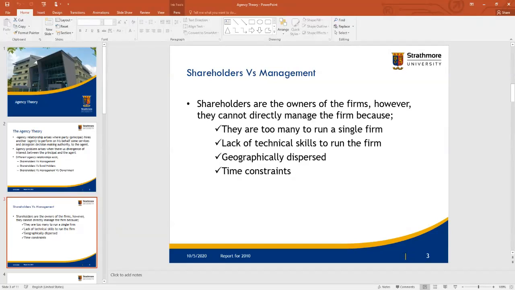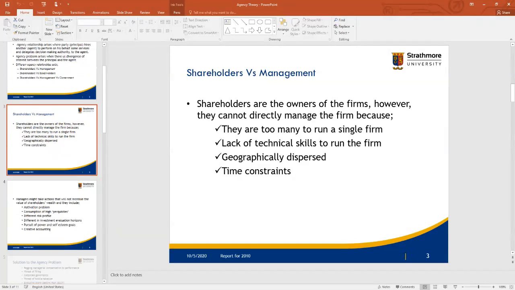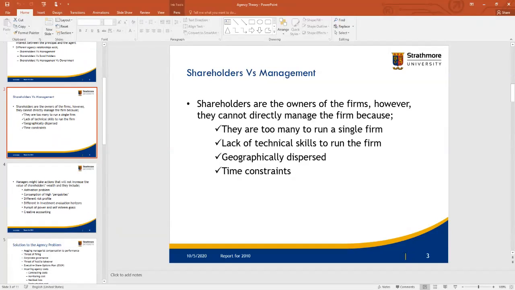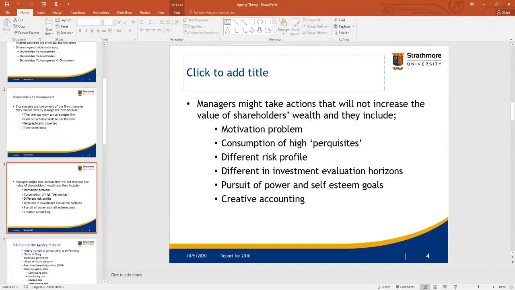And as you mentioned, don't forget that shareholders are the principal and the managers are the agent. However, when you have someone else running your business, there will always be problems that arise, what we call the agency conflict. There will be problems.